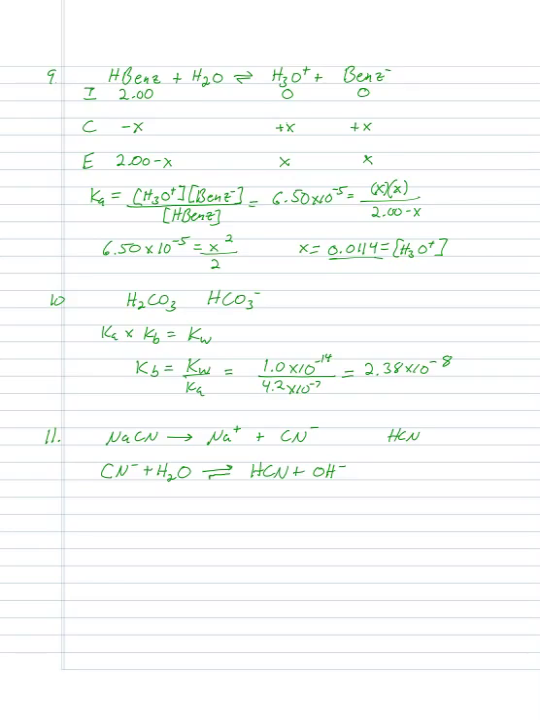Okay, so let's go ahead and ICE box this. Okay, our CN minus concentration is 0.5.